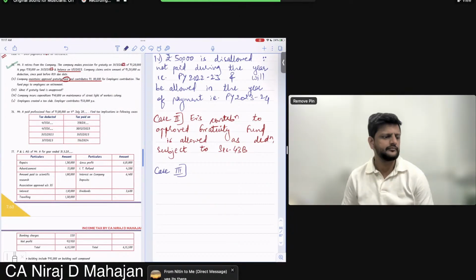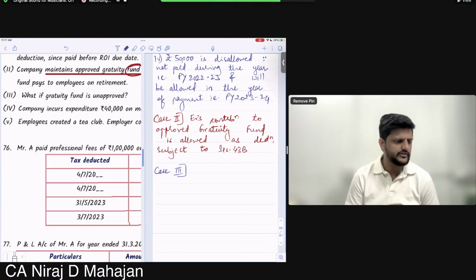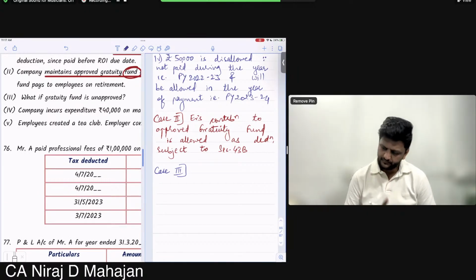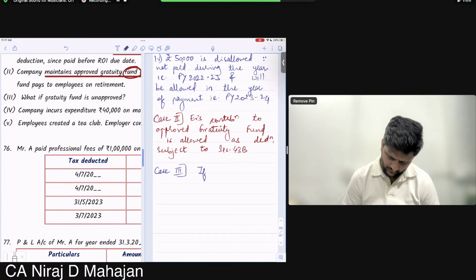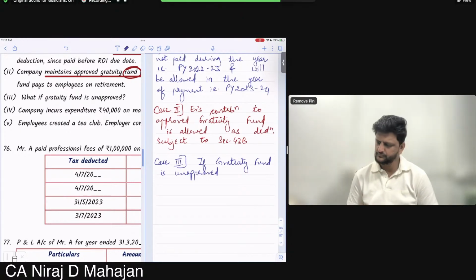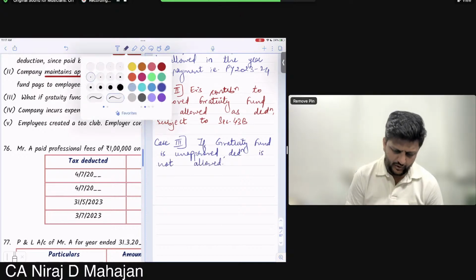Case 3. Case 3, children. What if the gratuity fund itself is unapproved? Then obviously we don't get a deduction itself. No question of deduction, children. Deduction is not allowed.